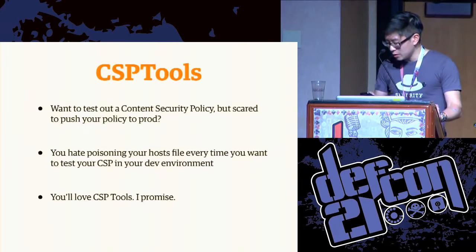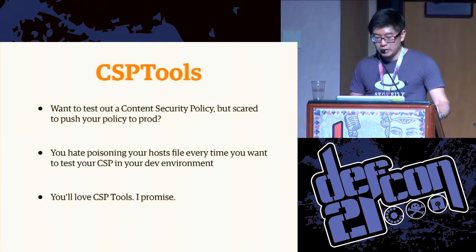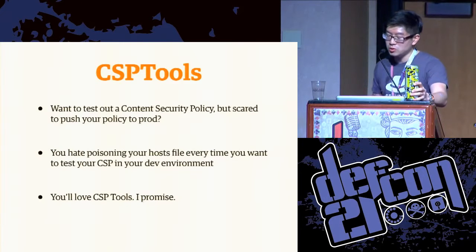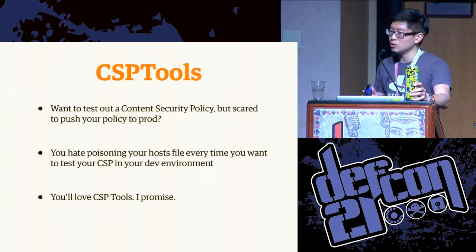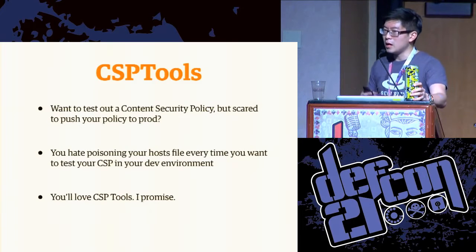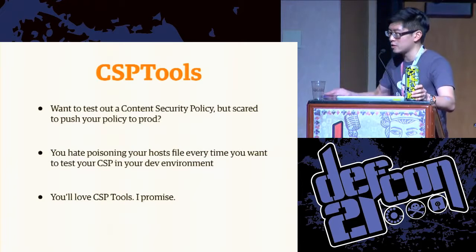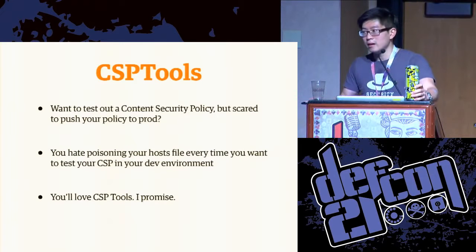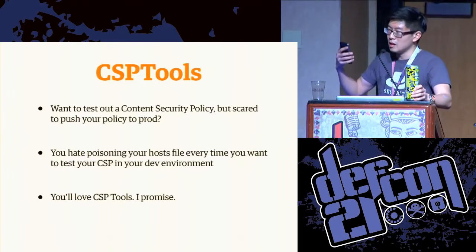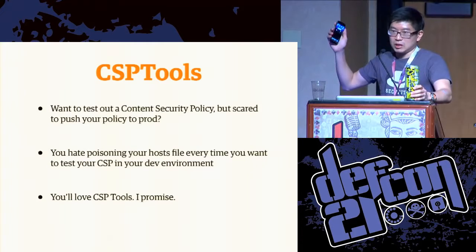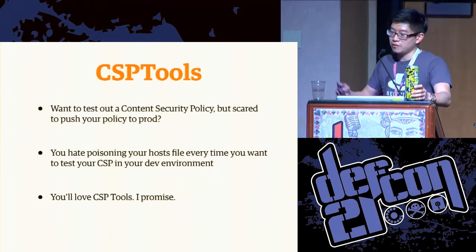All right, so let me talk a little bit more in depth about the tool that I'm releasing. One problem that I initially ran into when deploying a content security policy was that it was really annoying to test my content security policy in a development environment and then push it to production, because in production I would have to specify prod hosts, and in dev, I would have to use dev hosts. And it was annoying to the point where I didn't want to constantly poison my host file to handle this. So I decided, forget it, I'm going to make some tools to help me fix this problem.